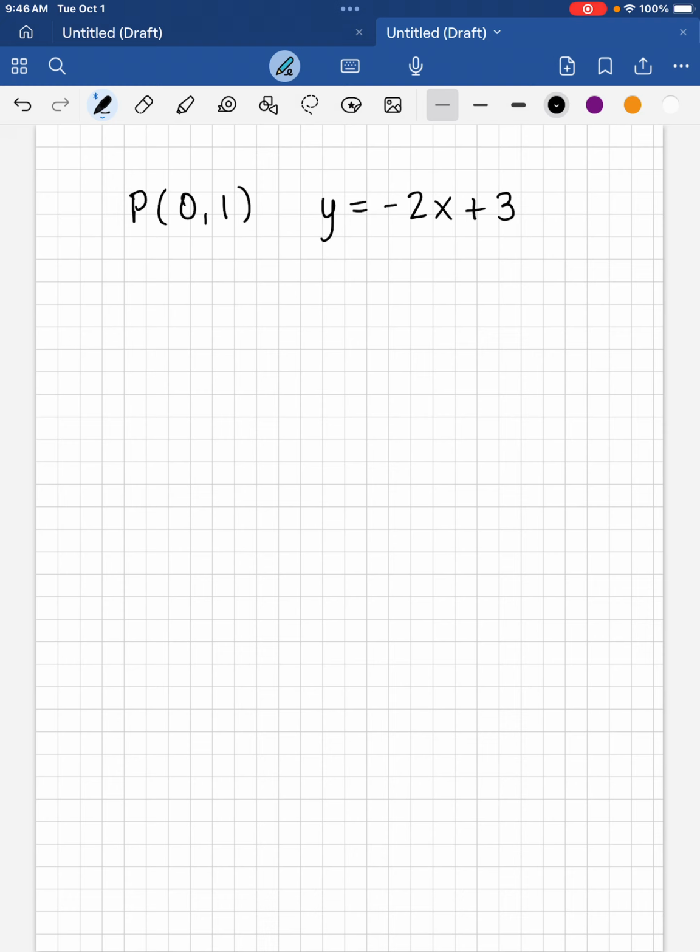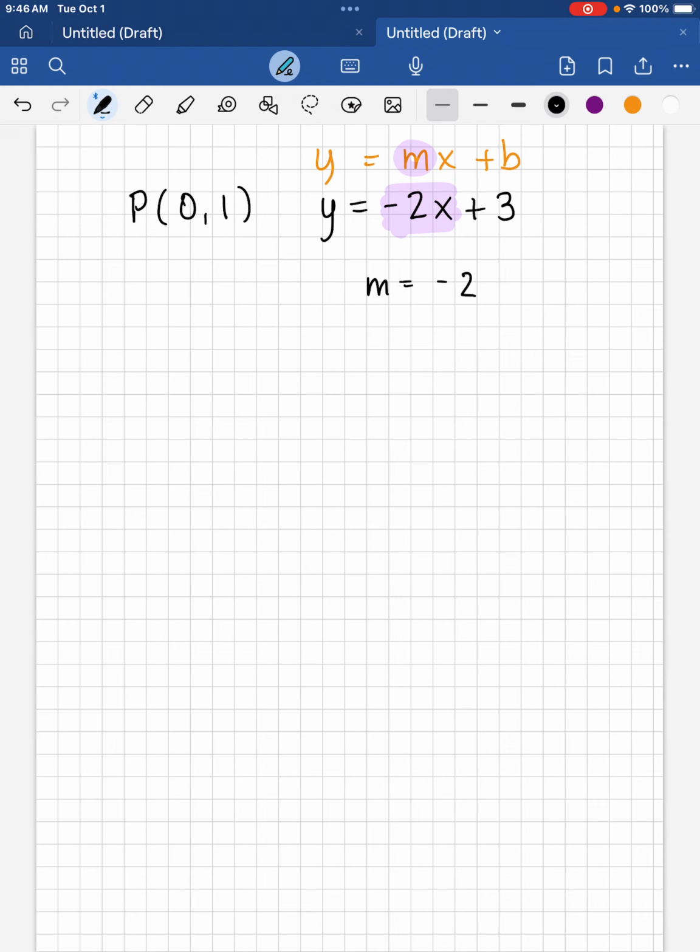I am to write an equation of a line that passes through point P that's parallel to y equals negative 2x plus 3. So the first thing I need to know is, anytime I'm writing an equation of a new line that's parallel to another line, what does that mean about their slopes? I'm highlighting the first term in this equation. Remember, this is in slope-intercept form, y equals mx plus b, and m is slope. So in our equation, our slope is negative 2.